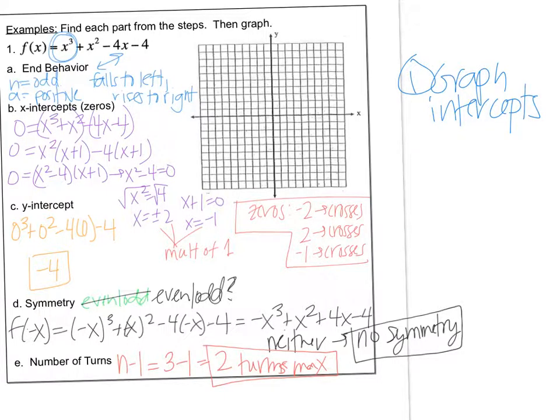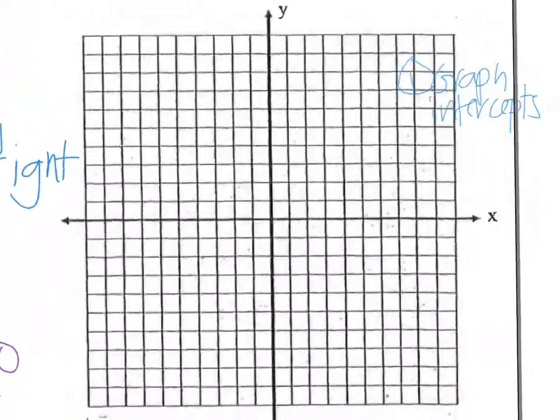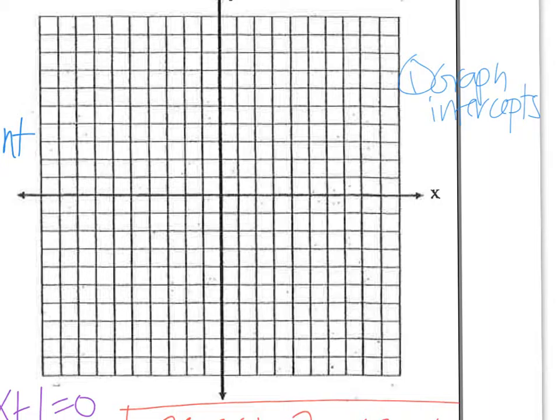So our x-intercepts were -2, -1, and +2. Our y-intercept was -4, right? So you put all those down. Those are points that the graph has to hit.